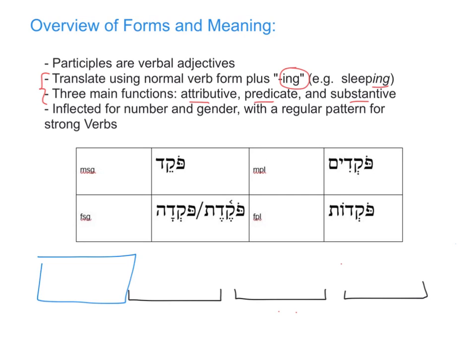So when we are looking at this paradigm, pokad, pokada, pokedet, pokdim, pokdot, what we are seeing is a verbal adjective. The verb part is the triliteral root, and then the adjective part is accounted for by those endings. On our feminine singular, in fact, we should have a holum there.